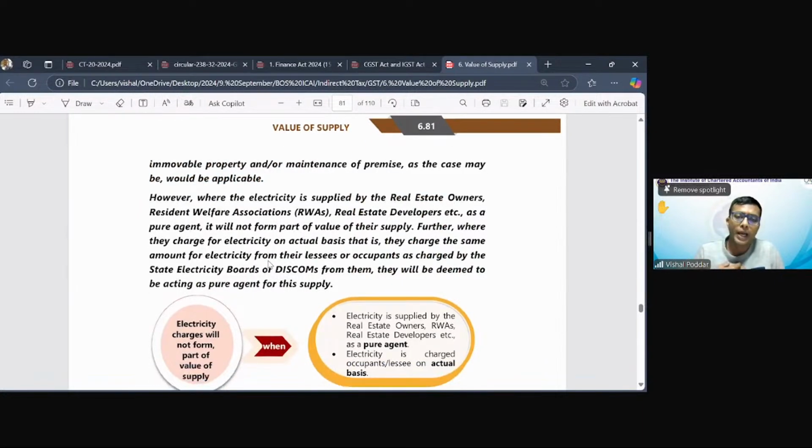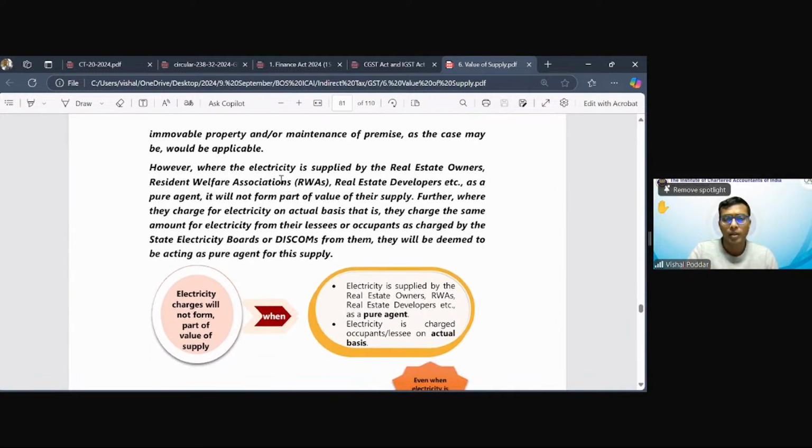Now, here, what I do is, as that particular mall owner, or here the words they have used are the real estate owner or RWA or real estate developer, I collect the amount of electricity charges from you and I pay to the MSEB or the electricity company. Now the question is, I am also collecting rent from you because you are my tenant for that particular shop, plus I'm collecting this electricity charges. The question is whether I have to include the electricity charges in my bill and levy tax on electricity also, or I will be treated as a pure agent for the extent of that electricity charges, and I don't have to pay GST on the electricity charges.